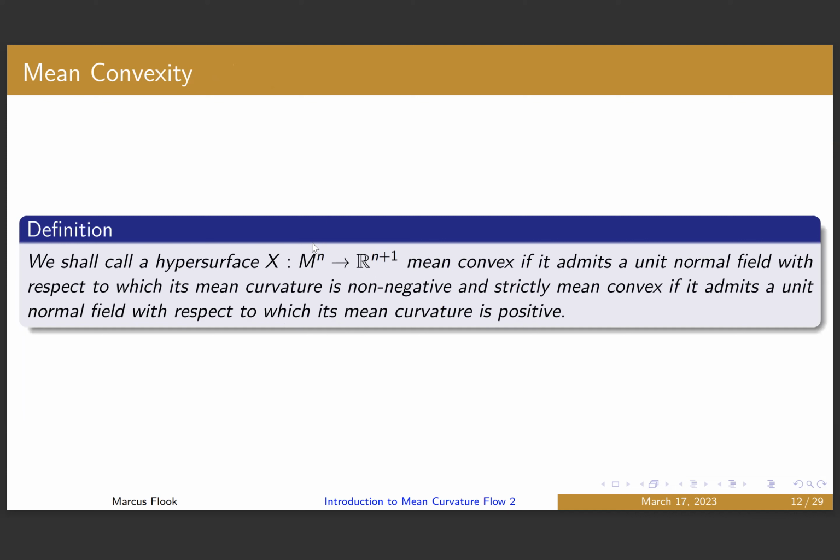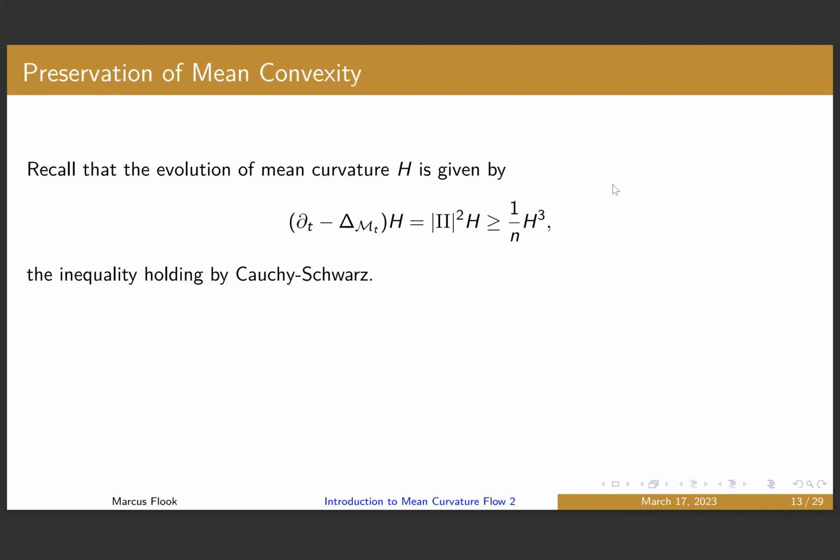We'll call a hypersurface mean convex if it admits a unit normal field with respect to which its mean curvature is non-negative, and we'll say it's strictly mean convex if it admits a unit normal field with respect to which the mean curvature is positive. So pretty standard definition. Recall as well that when we looked at the sphere and the cylinder, both of these were strictly mean convex embedded hypersurfaces. So we can think about those if you want to.